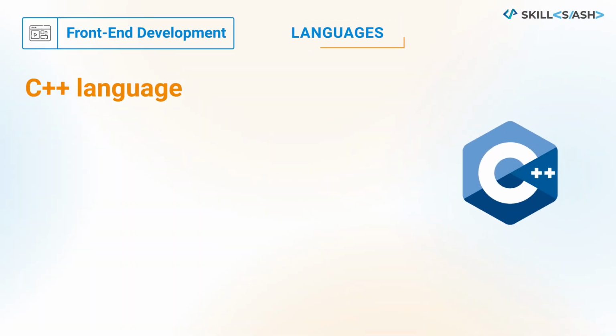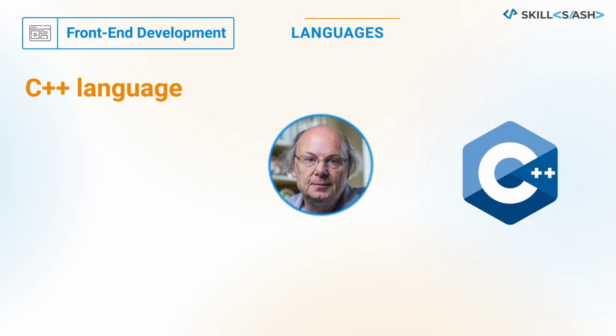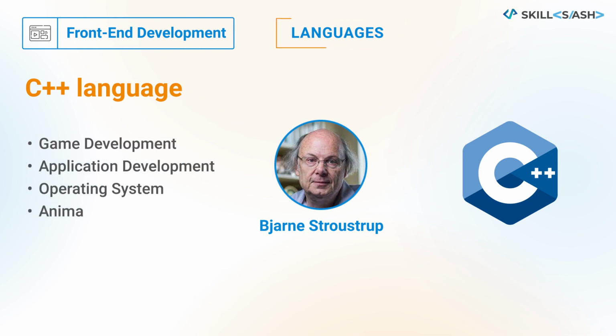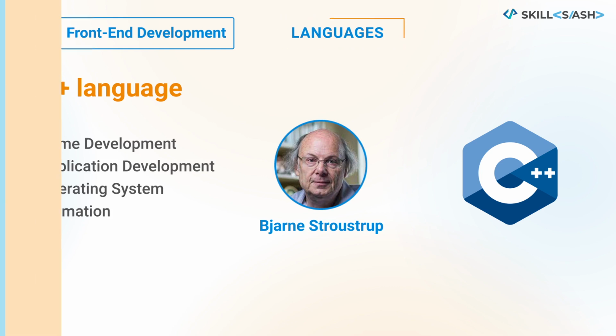C++ language. C++ is one of the best front-end programming languages. It is developed by Bjarne Stroustrup. This language is also known for the extension of C, that is, the next version of the C language. C++ is used for many purposes like game development, application development, operating system, animation, etc. It is easy to learn and this feature of its makes it popular in the market.